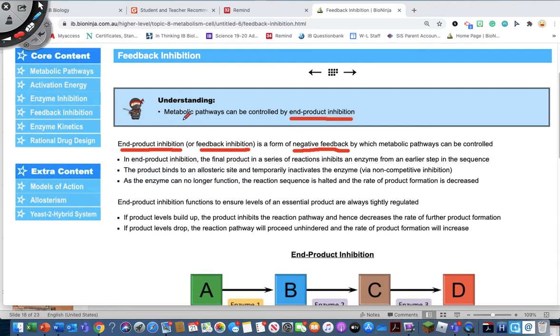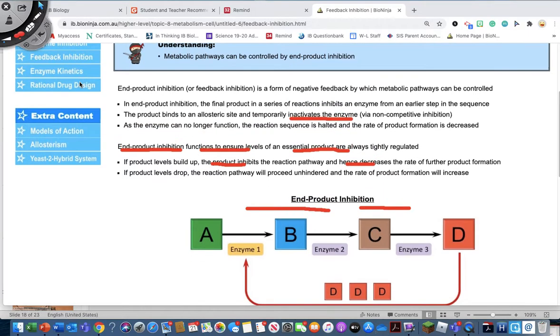Now, what happens in this process? Well, this is a process where the final product in a series of reactions inhibits an enzyme from an earlier step in the sequence. When this happens, that ensures the levels of an essential product are always tightly regulated. So let's look at how this is done.